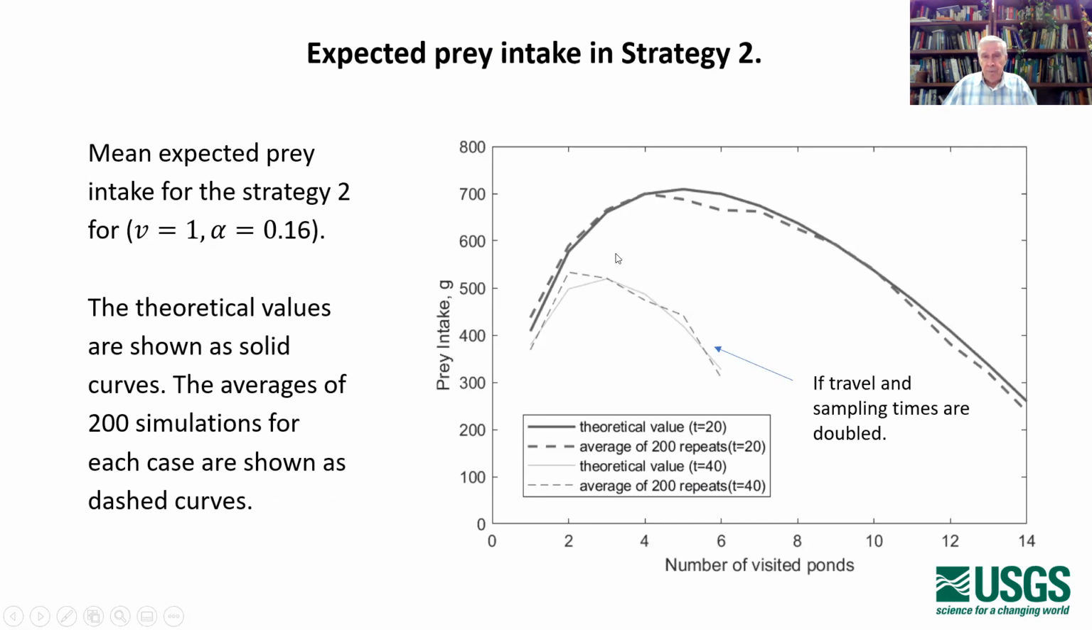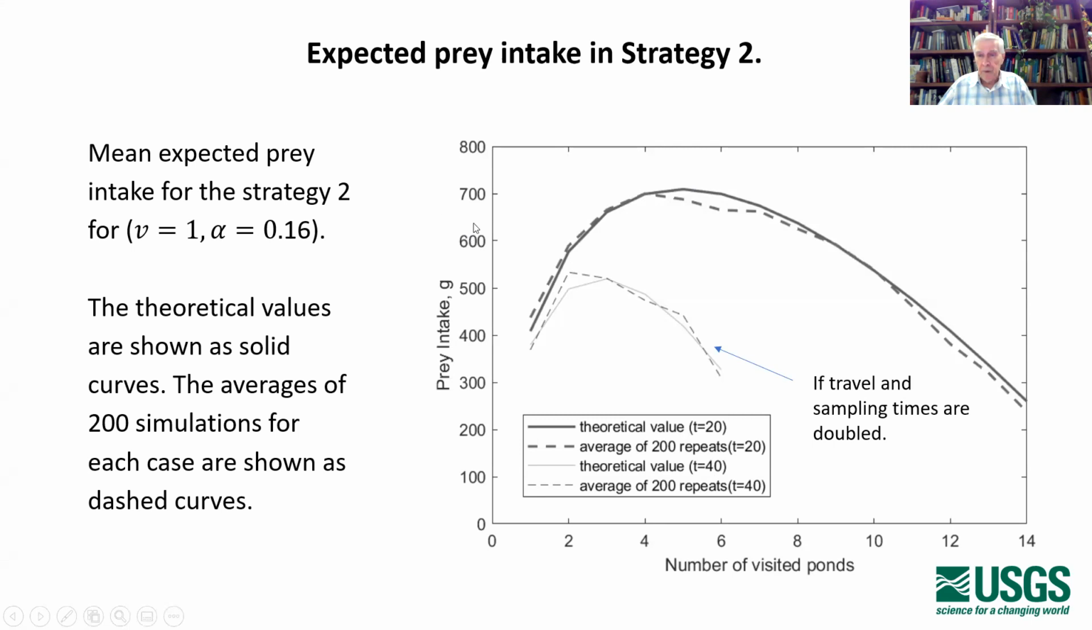And you can see the peak here. This is the prey intake. The maximum is close to 700 grams wet weight. And it comes from visiting about 6 patches, which seems to give the maximum. That's, of course, for this particular set of assumptions we've used.